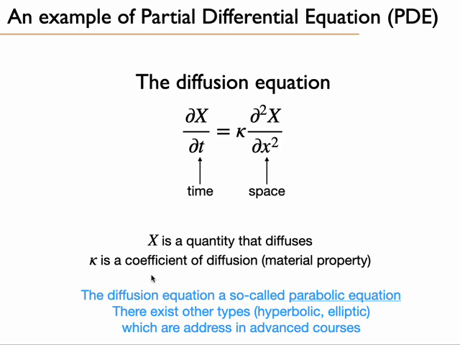For general knowledge, the diffusion equation is a so-called parabolic equation. There exist other types of partial differential equation, namely hyperbolic or elliptic equations, and these are not addressed in this course. These are addressed in advanced courses of modeling.